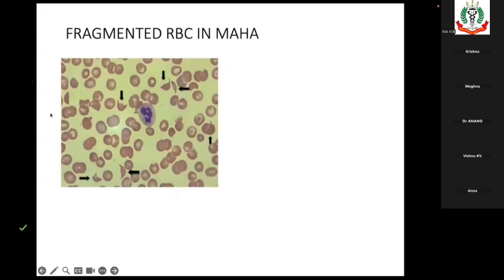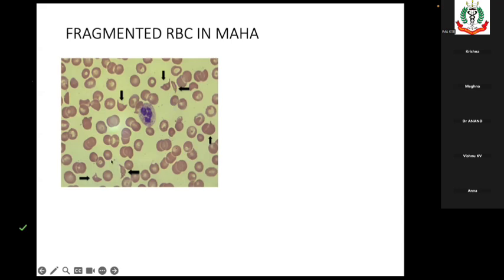Now, I mentioned two anemias. This is another kind of hemolytic anemia, which I am about to tell you: microangiopathic hemolytic anemia. So what are you seeing here? Fragmented cells. Can you see those small fragmented cells?